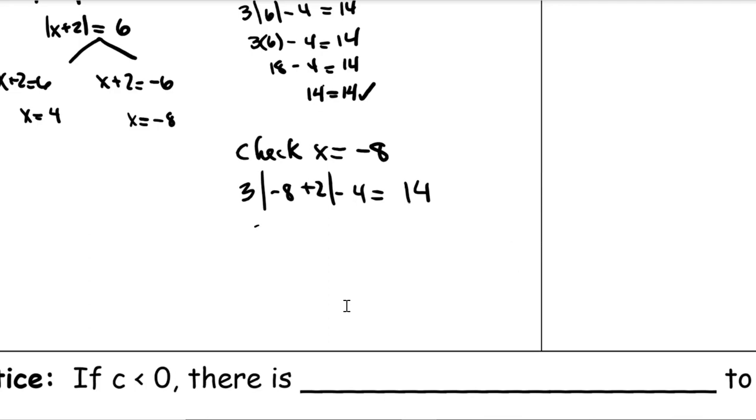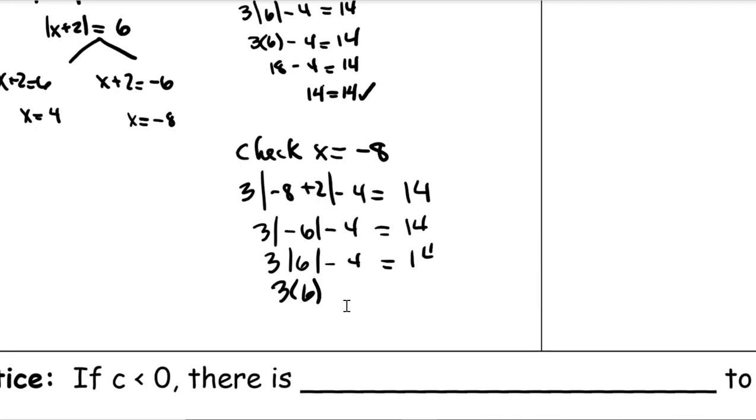So the absolute value of negative 8 plus 2, we get negative 6, minus 4. Does that equal 14? About to find out. Absolute value of negative 6, again, that's 6. And then minus 4, we want to see, does that equal 14? Okay, 3 times the absolute value of 6. The absolute value of 6 is just 6.